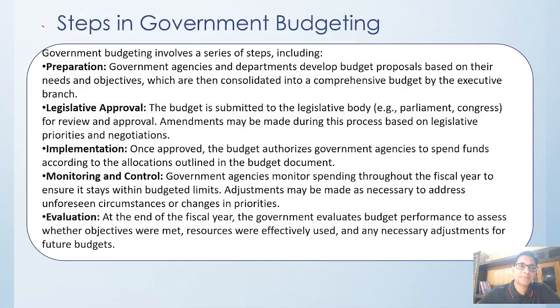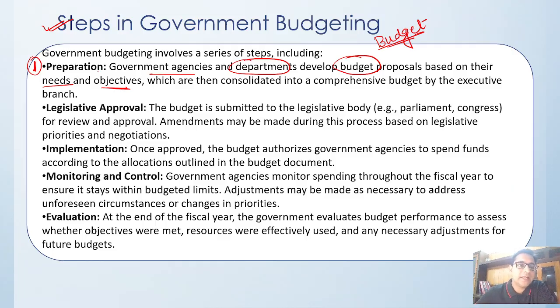Now, what are the steps involved in government budgeting? In the starting, you have to prepare. There are government agencies and government departments. They start developing this budget process. Every ministry and every government department provides their budget, like how much they need for the next year. That is called preparation: why they need it, and what the objective of that money is. Every department prepares its own budget, and after that it is compiled by the finance ministry.